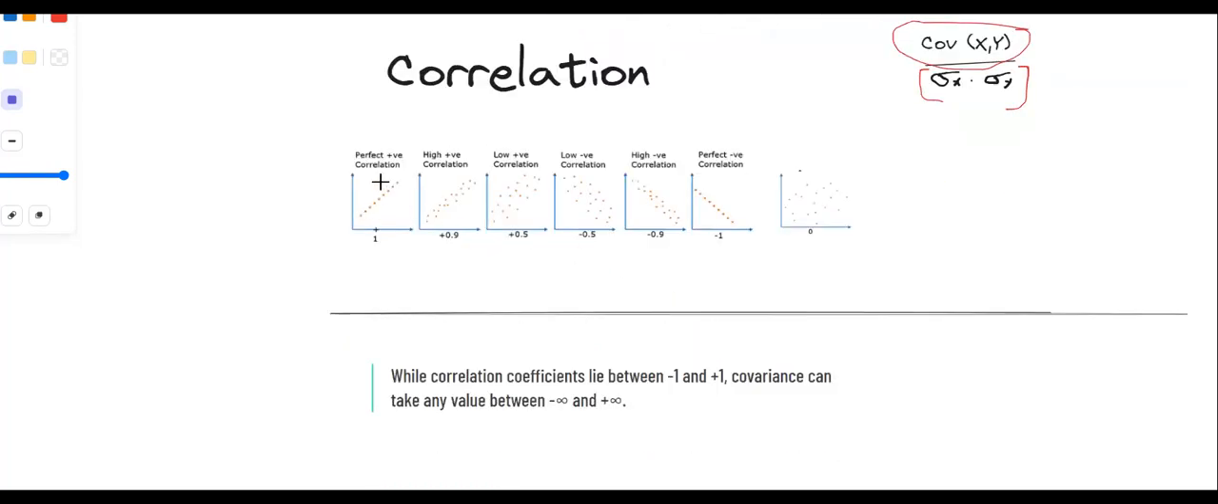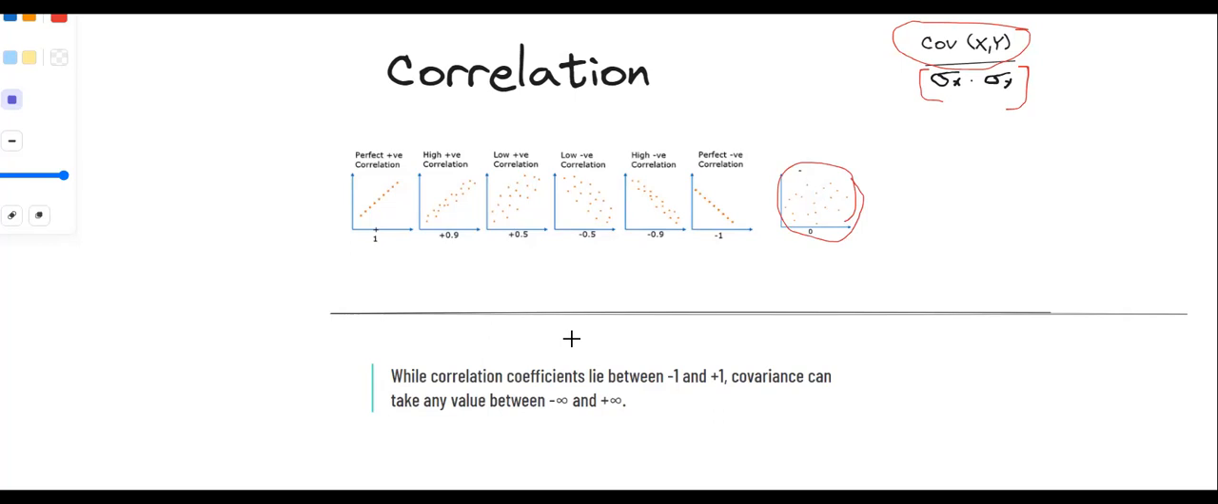This is what a perfect positive correlation looks like, which is +1. This is a correlation of 0.9. This is a relatively low correlation of 0.5, although it is positive. This is a relatively low negative correlation with the value of -0.5. This is a high negative correlation, which is -0.9. Perfect negative correlation is -1, and zero correlation is scattered vaguely.